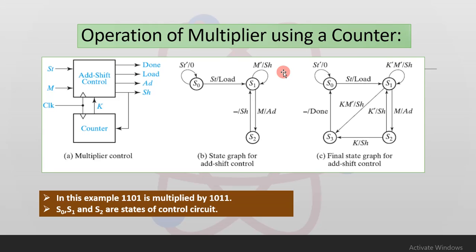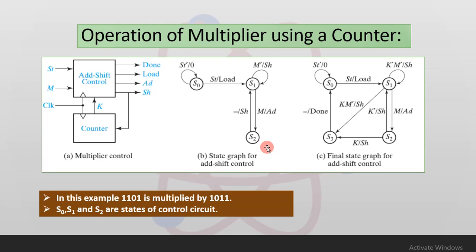Back in S1, the next multiplier bit M is tested to determine whether to shift or add and then shift. So this particular graph will generate the proper sequence of add and shift signals, but it does not have any provision for stopping the multiplier. So in order to determine whether the multiplication is completed, a counter is incremented on the active clock edge each time a shift signal is generated. So if the multiplier, say for example, is of n bits, a total of n shifts are required.